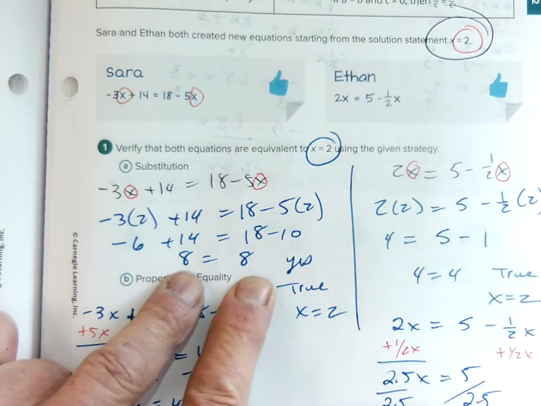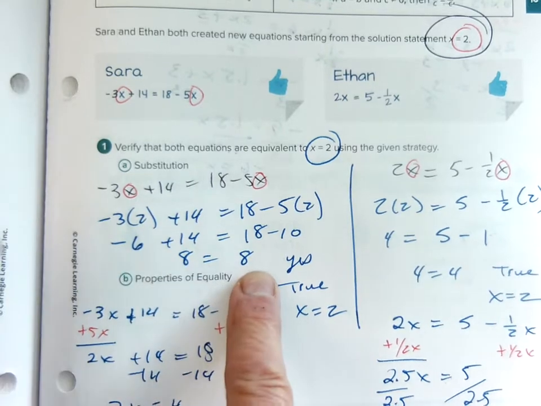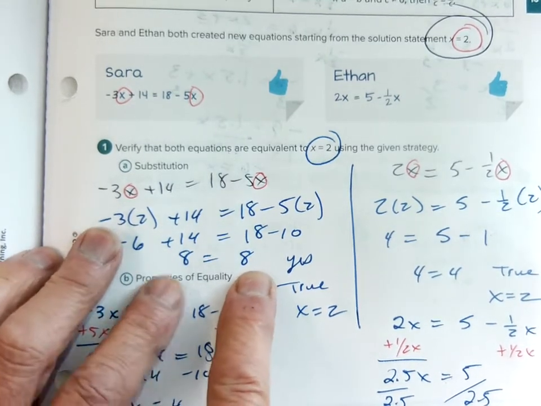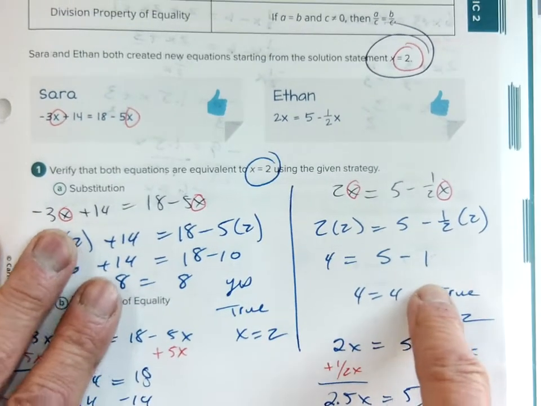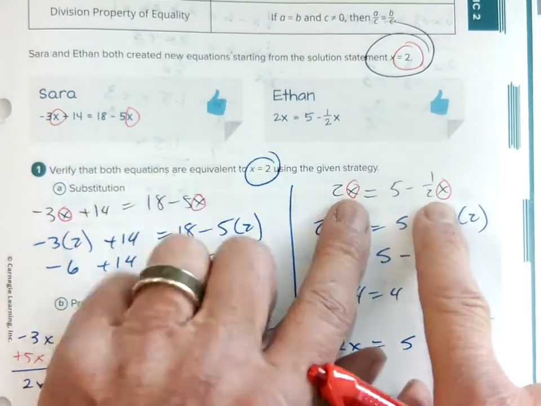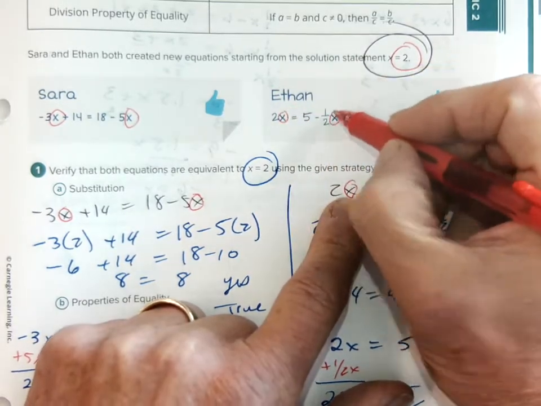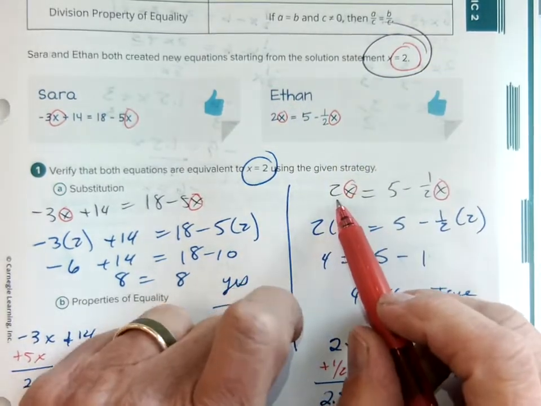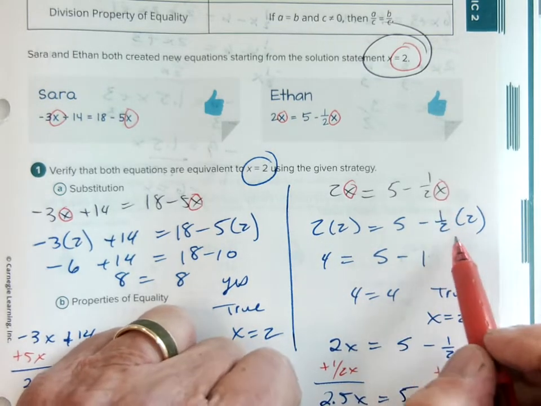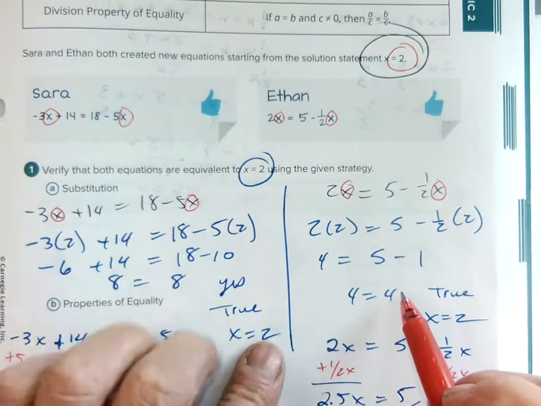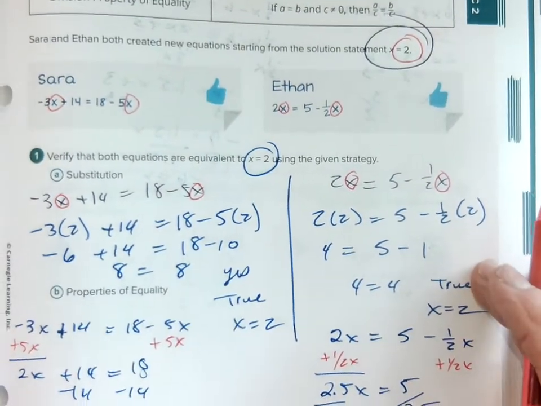So that's how you verify it's true. If you get a true statement, 8 equals 8, something like that, you can say you verified that the answer is correct. We also verified it over here. We took the 2 and plugged it in for x into Ethan's equation, here and here. 2 times 2 is 4. Half of 2 is 1. 5 minus 1 is 4. 4 equals 4. That's a true statement. So we know x is equal to 2, and we solved both.